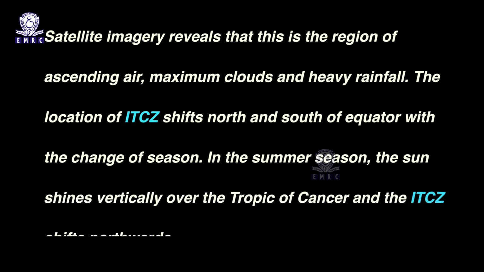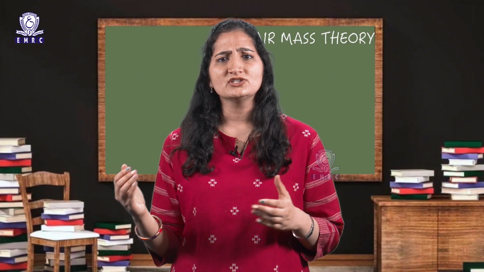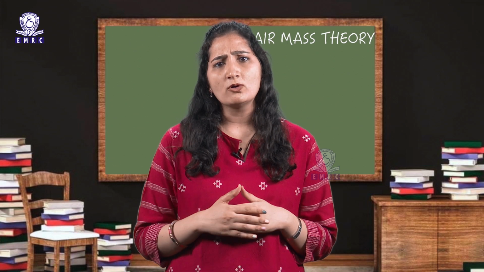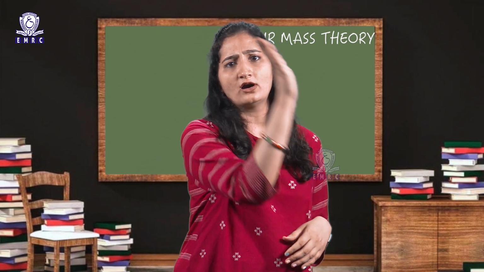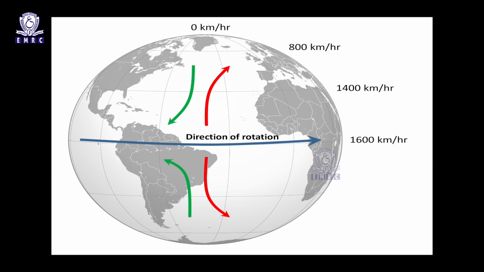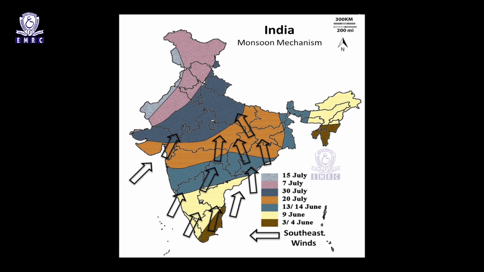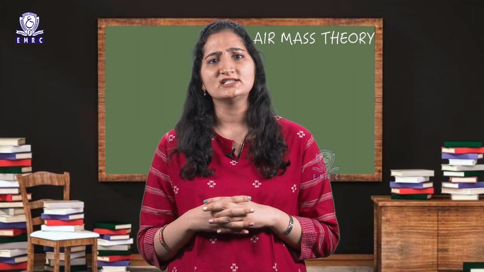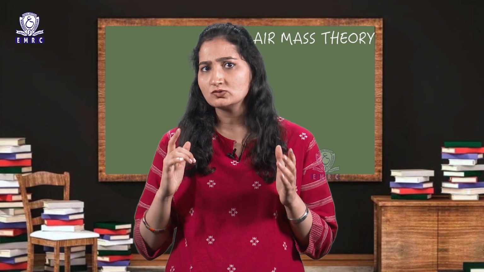In the summer season, the sun shines vertically over the Tropic of Cancer and the ITCZ shifts northwards. The southeast trade winds of the southern hemisphere cross the equator and start flowing from the southwest to the northeast direction under the influence of the Coriolis force. These displaced trade winds are called southwest monsoons when they blow over the Indian subcontinent. The front where the southwest monsoons meet the northeast trade winds is known as the monsoon front.